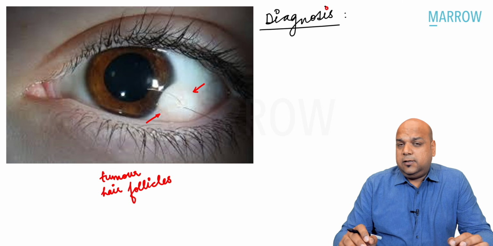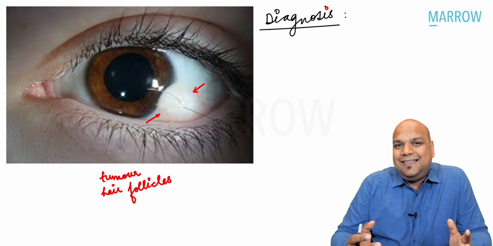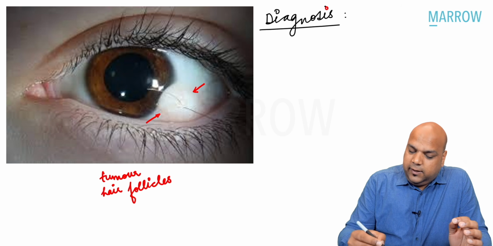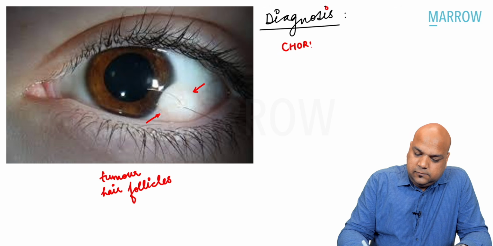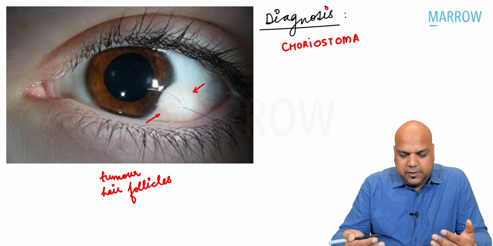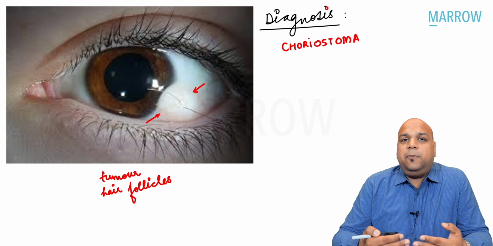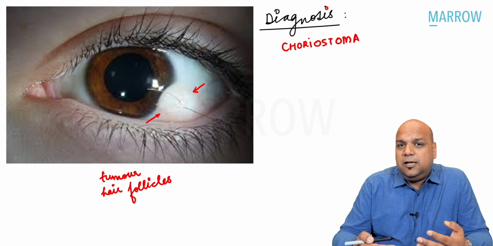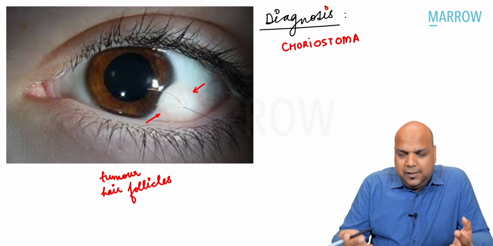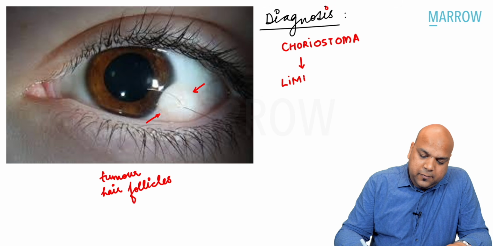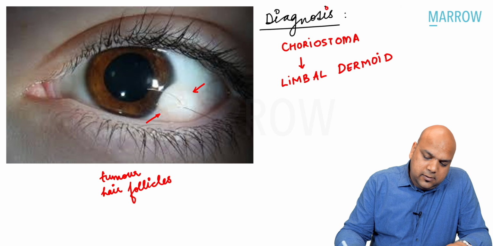Hair follicles. Do hair follicles have any place on the surface of the eye, the cornea or the limbus or the sclera? No. So I understand it is a choristoma. Yes. Choristoma means a lesion which is presenting with normal tissue of the body but at an abnormal place. So choristoma, it is a tumor having some kind of hair follicles or skin tissue or teeth or appendages at a different place. So what is our diagnosis? Limbal dermoid.